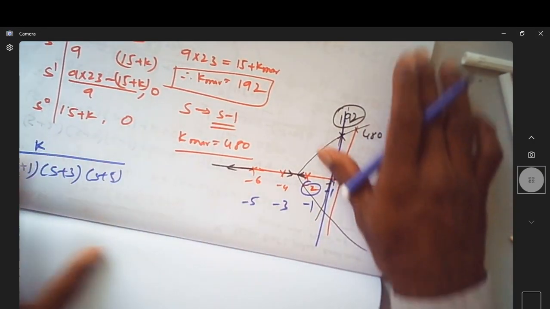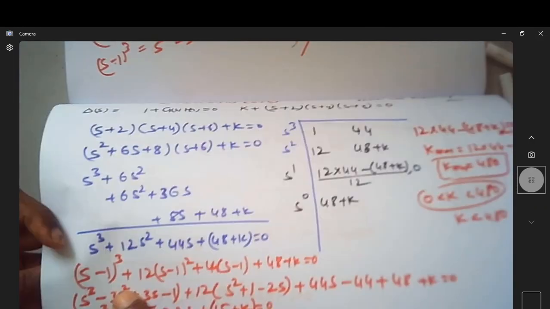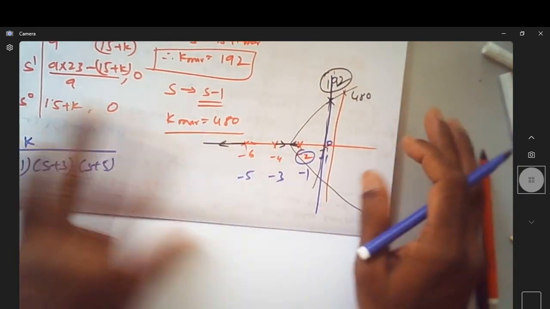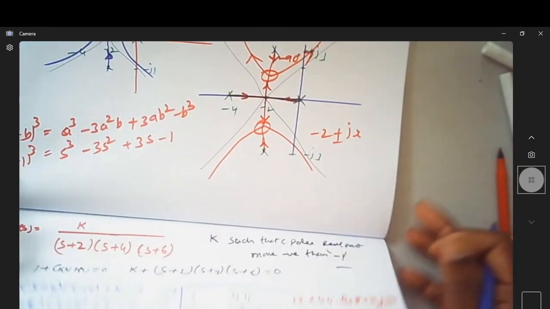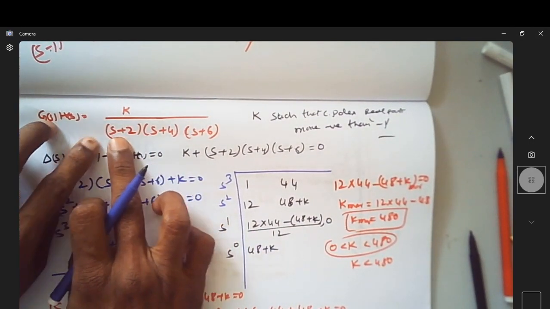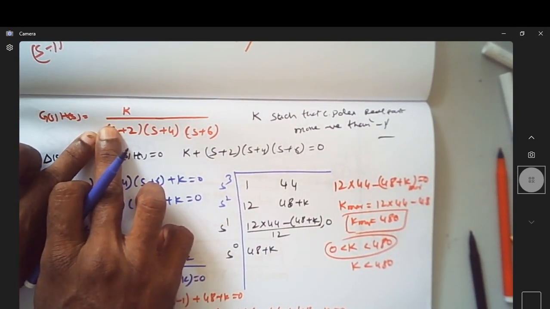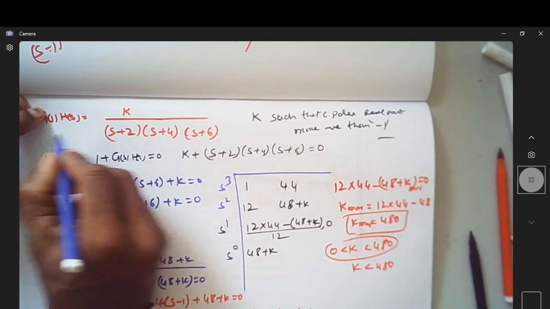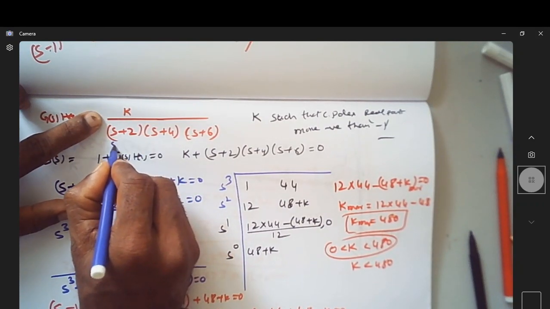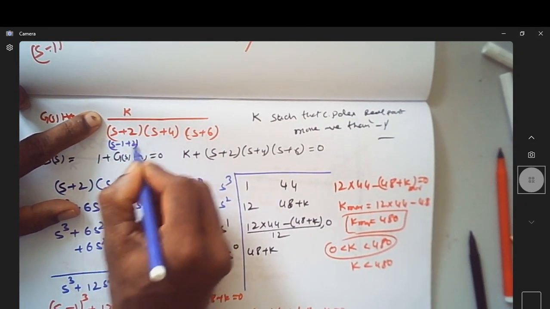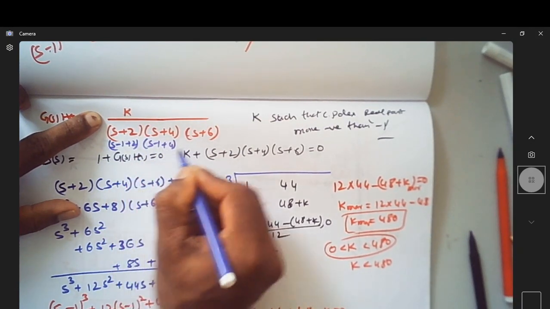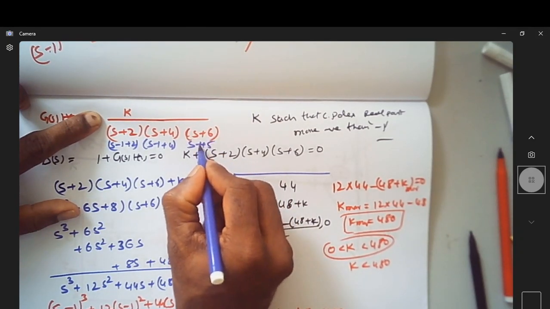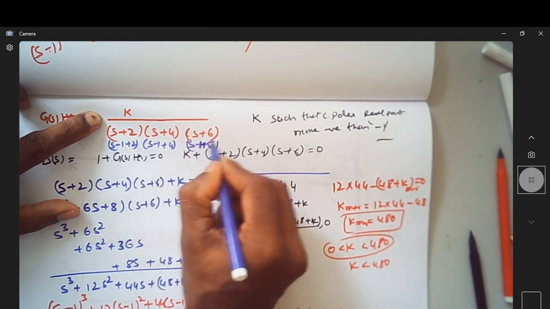Instead of replacing s by s minus 1 in this characteristic equation, what I'll do is change the pole position of my original transfer function by replacing s by s minus 1. Suppose I replace this s by s minus 1. Is it not s minus 1 plus 2? Is this not s minus 1 plus 4? Is this not s minus 1 plus 6?